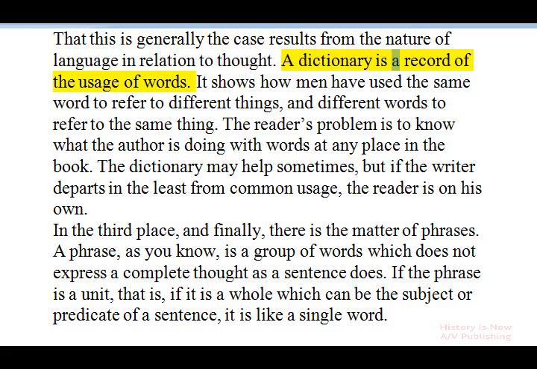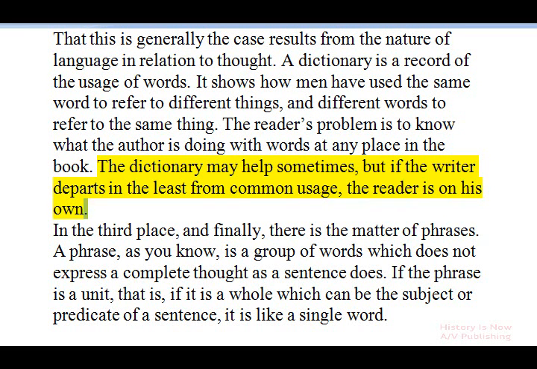A dictionary is a record of the usage of words. It shows how men have used the same word to refer to different things, and different words to refer to the same thing. The reader's problem is to know what the author is doing with words at any place in the book. The dictionary may help sometimes, but if the writer departs in the least from common usage, the reader is on his own.